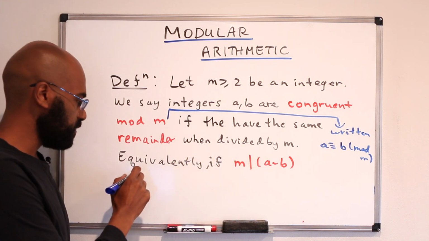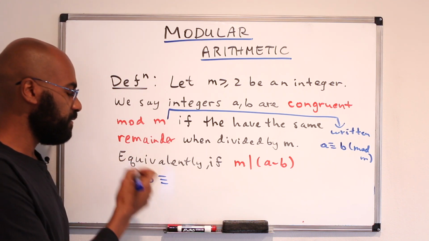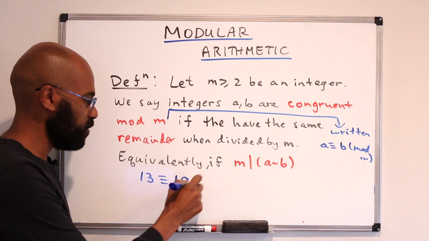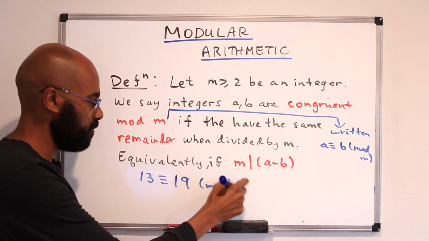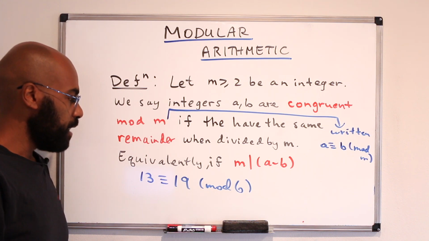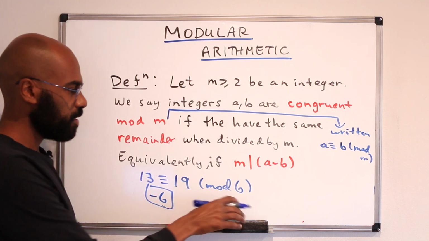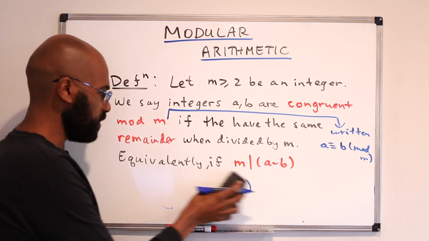So let's actually make sense of this. So if we think, for example, of the number 13 again, it leaves the same remainder as 19 when you divide by 6. They both have a remainder of 1. And their difference happens to be negative 6, which is a multiple of 6. So why are these two things equivalent?